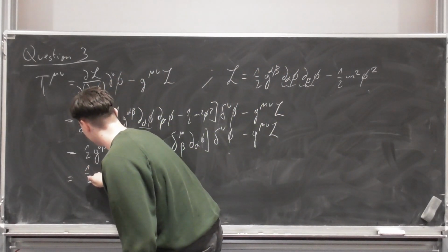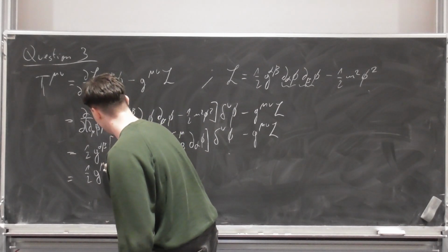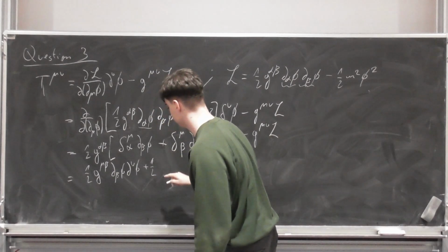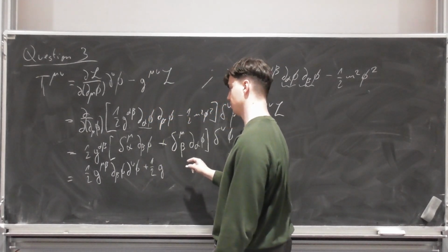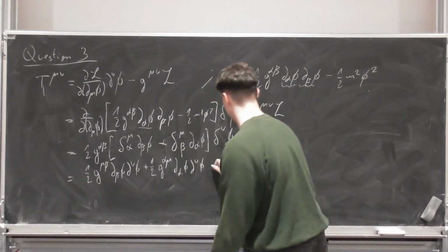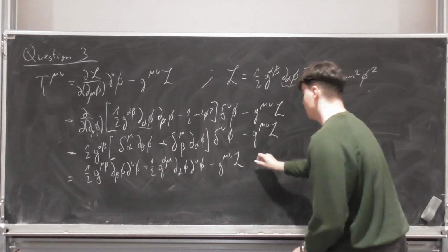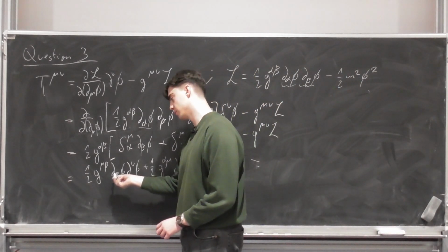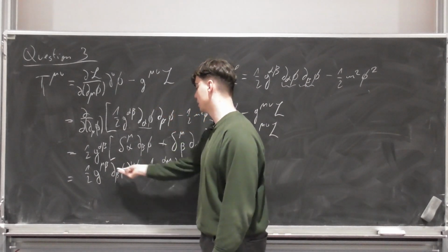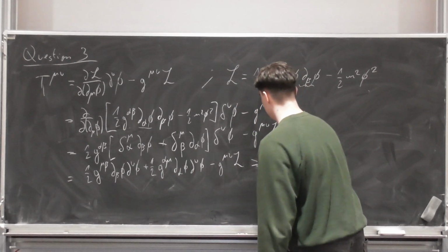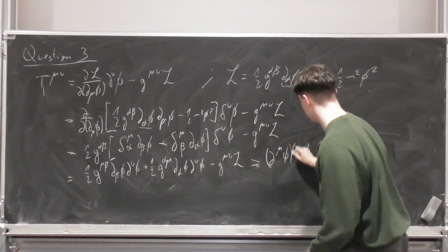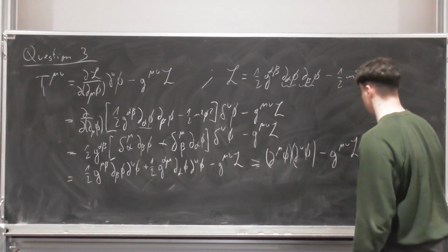So this is going to give us 1/2 g mu beta del beta phi del nu phi plus 1/2 g alpha mu del alpha phi del nu phi. And then minus the same thing that we haven't touched ever. But here, this is just the act of raising the index on the del, so we're just going to get twice the same thing, basically. So we're going to get 1/2 del mu phi del nu phi plus 1/2 del mu phi del nu phi, which is going to be 1 times del mu phi del nu phi. And so these are just two terms multiplying, minus g mu nu times the Lagrangian.